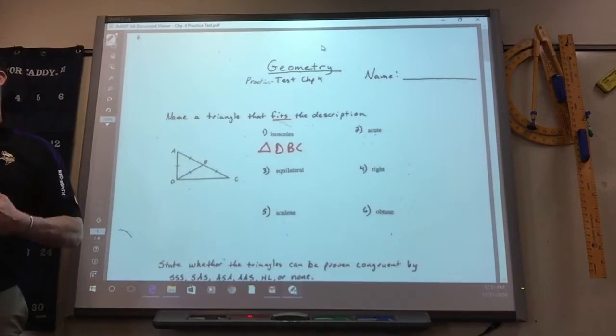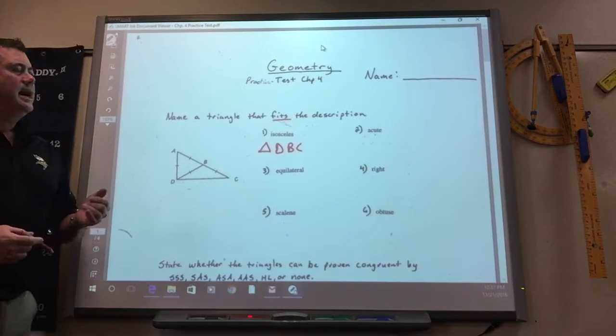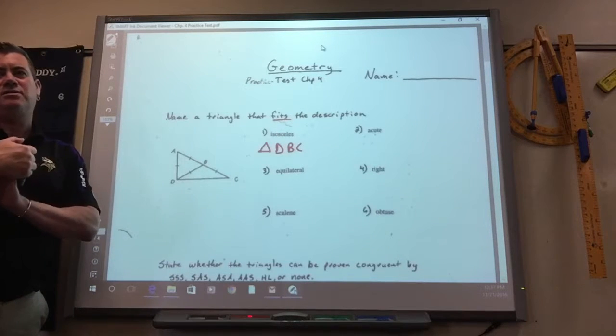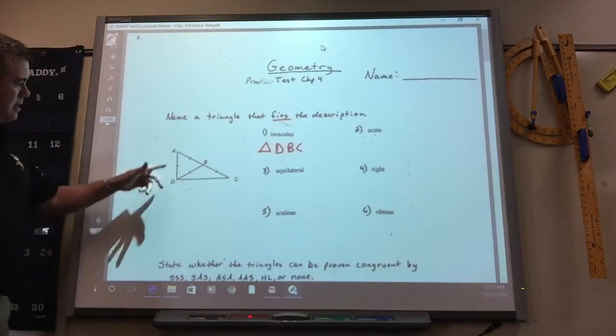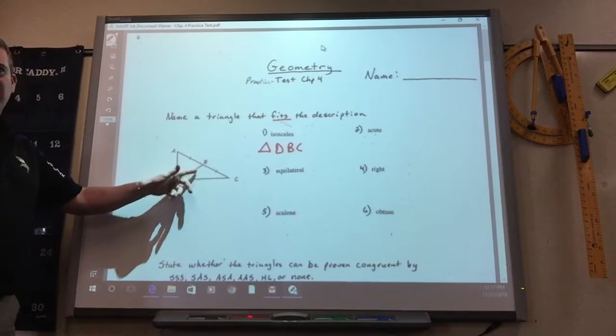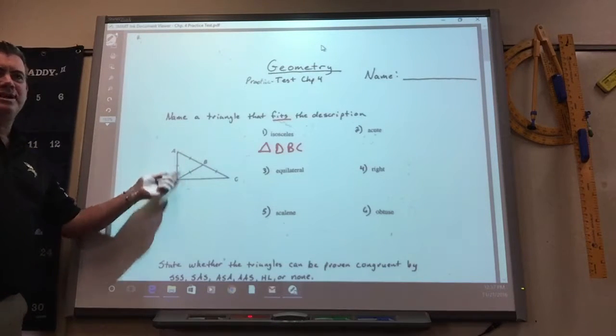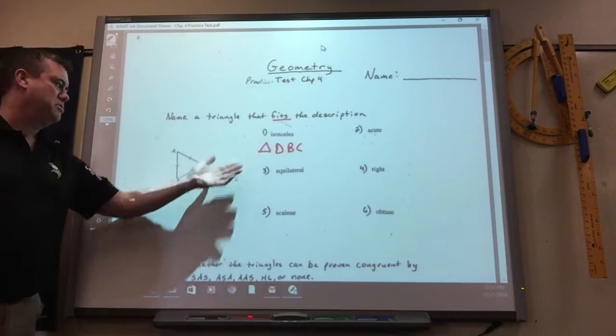Now this one does have another possible answer. Isosceles is at least two sides the same. So technically, this triangle could be isosceles too, because it's got three sides the same. But the best description would be that one.